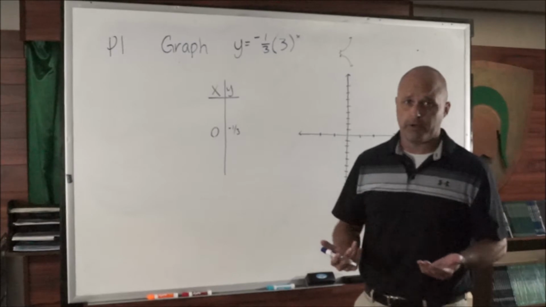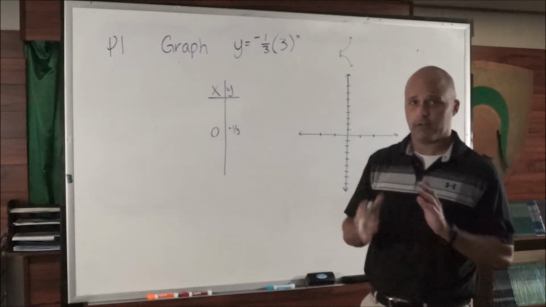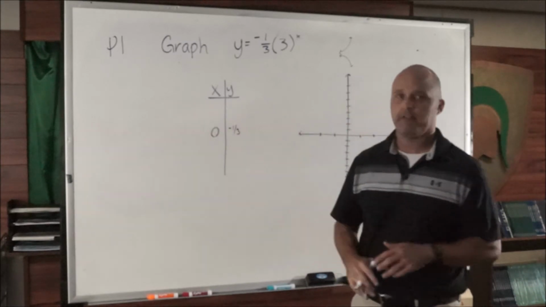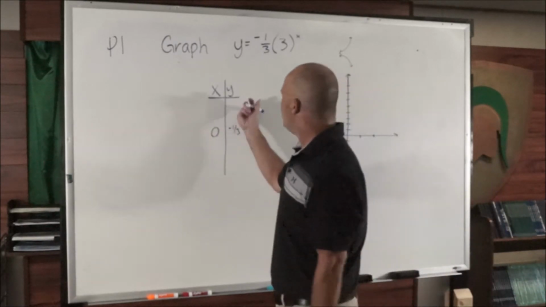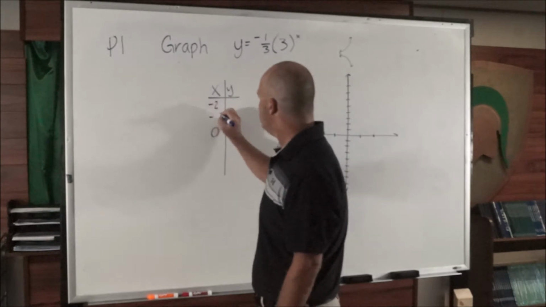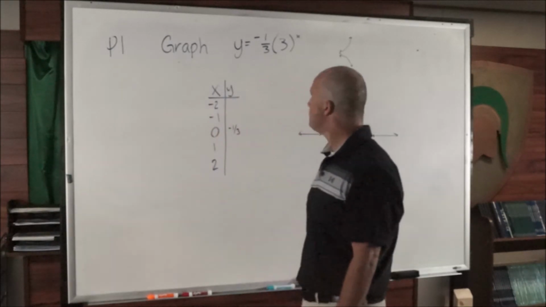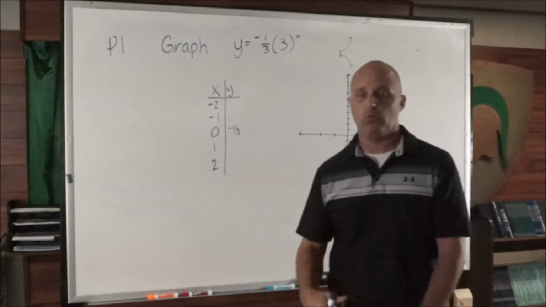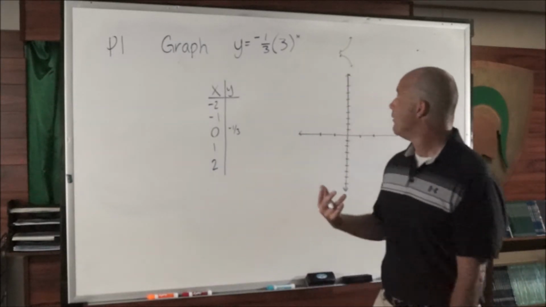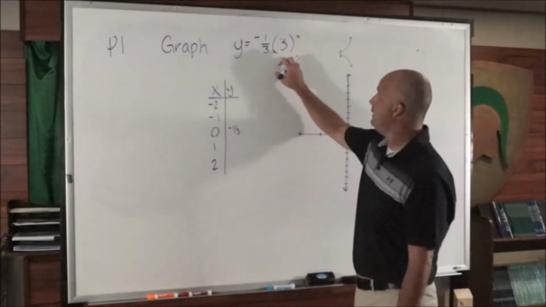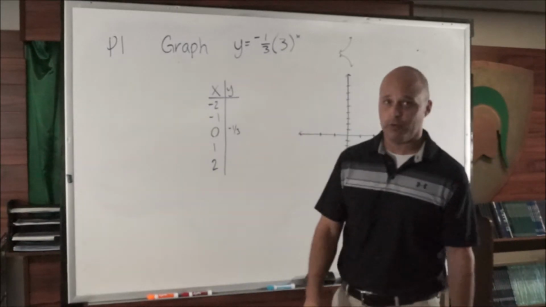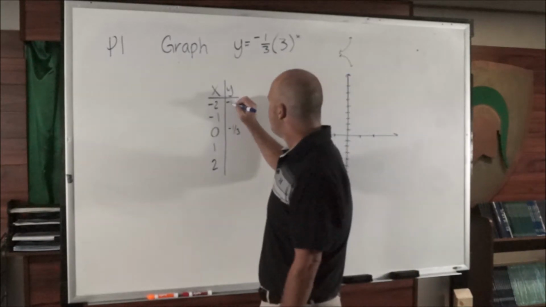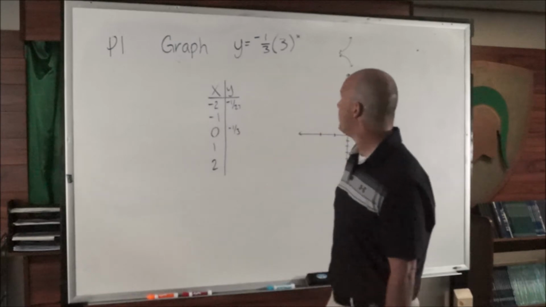So again, what do we want to do here? We want to get some numbers that we can put in for x that will then give us a y value. So let's go ahead and go with -2, -1, 0, 1, and 2. If we put in -2 for x, then we're going to get 1 over 3 squared, so 1/9, then times negative 1/3 will give us negative 1/27.